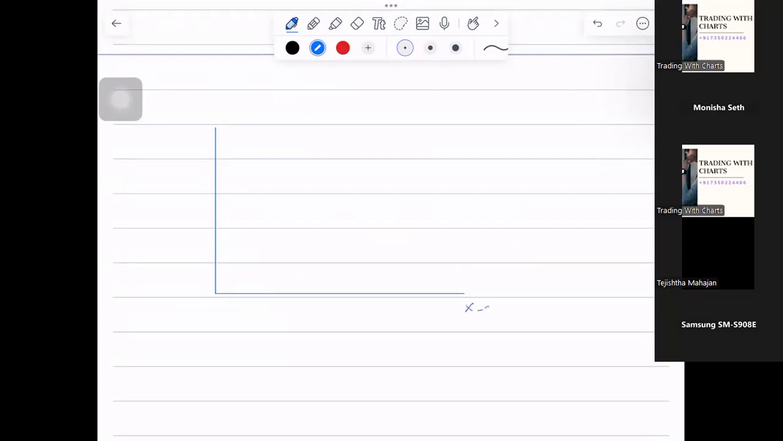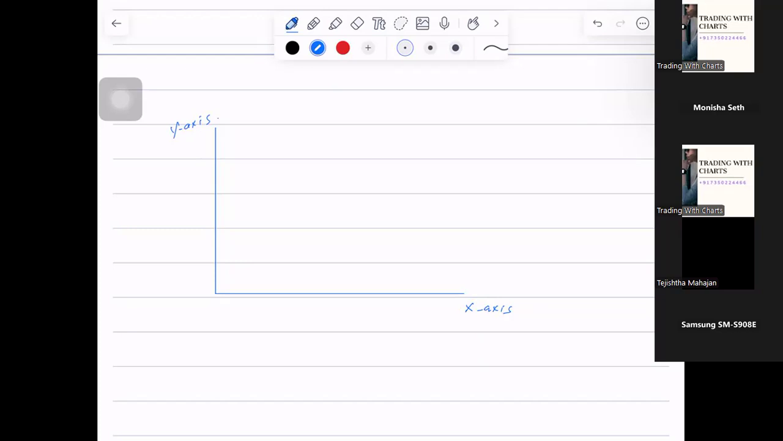This is the x-axis and this is the y-axis. On the x-axis, we will take the time frame. The time frame can be daily, from Monday to Friday, because we have only 5 days in a week, right? It can be a monthly time frame, January to December. It can be a weekly time frame. In 1 month, we have 4 weeks: week 1, week 2, week 3, week 4.